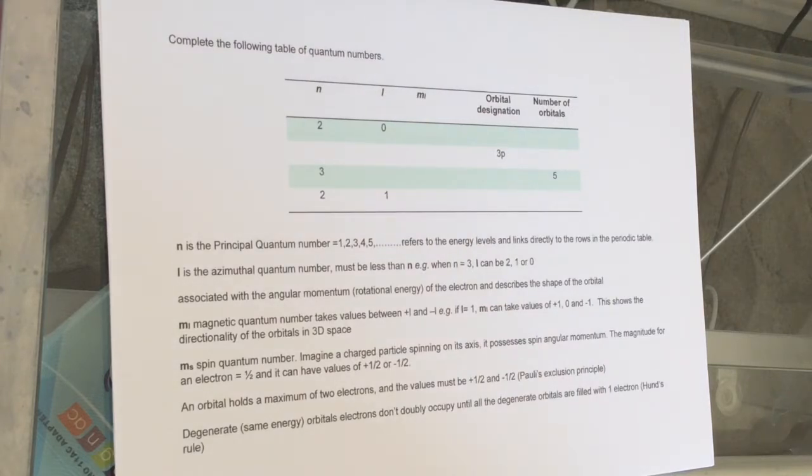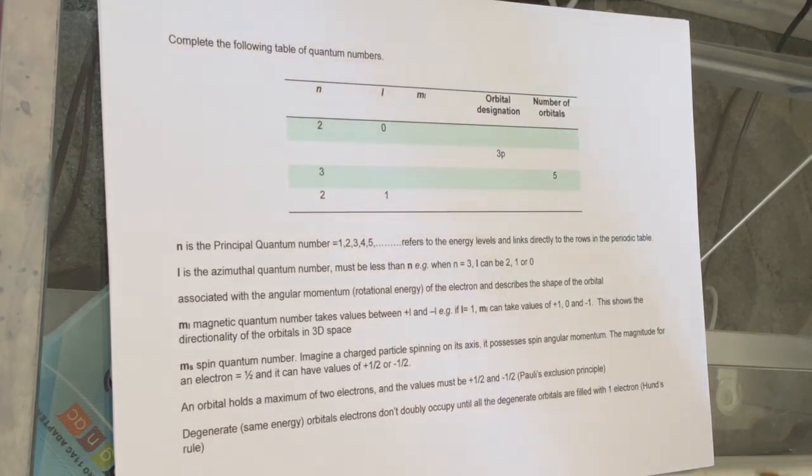ML is the magnetic quantum number, and that can take values from plus L down to minus L through 0. And that is associated with the direction of the orbitals. So remember, the p orbitals can have 3 directions, so there are 3 magnetic quantum numbers. For L equals 1, that's the p orbital, it could be plus 1, 0, or minus 1. But for L equals 0, ML can only be 0.